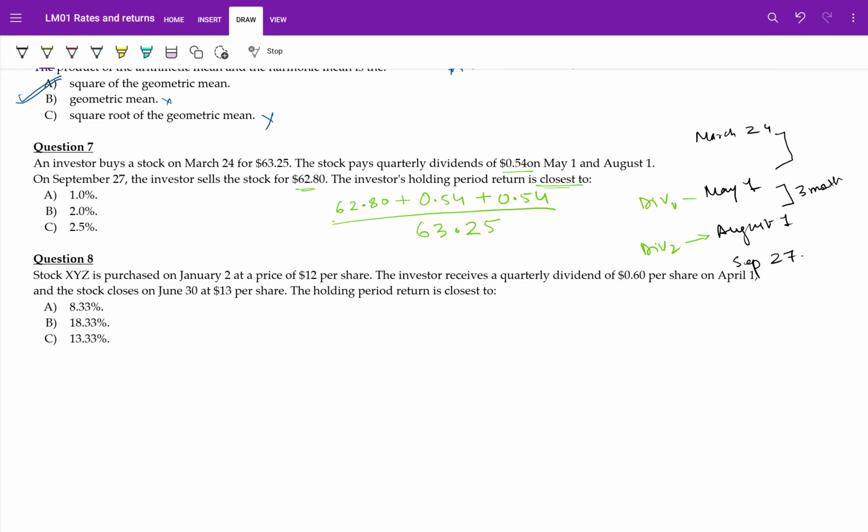So this is what he bought it for. The investor sells the stock for 62.8. We subtract 63.25, just like the formula we have discussed. And if you calculate everything, this is going to give us a holding period return of 1%.